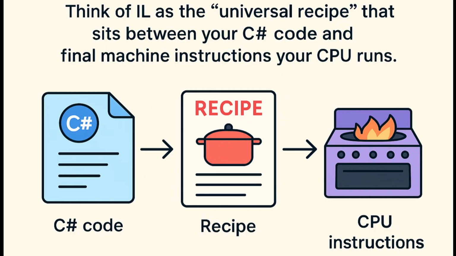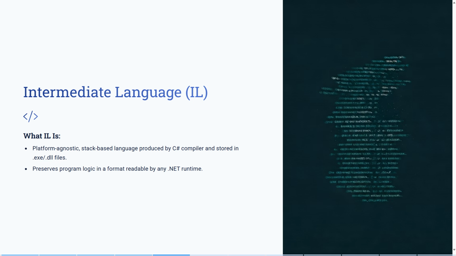Alright, let's talk about IL code, short for intermediate language, sometimes called MSIL or CIL. Think of IL as the universal recipe that sits between your C# code and the final machine instructions your CPU runs. Here's the quick rundown. The C# compiler doesn't immediately spit out CPU-specific instructions. Instead, it emits IL code, a platform-agnostic, stack-based language that lives inside your executable and DLL.